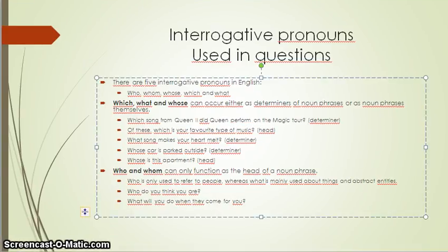What in a sentence where it is a determiner? What song makes your heart melt? Or whose car is parked outside? Also determiner. And a sentence where whose is the head of the clause? Whose is this apartment? Who and whom can only function as the head of a noun phrase. For example, who is only used to refer to people, whereas what is mainly used about things and abstract entities. Who do you think you are, and what will you do when they come for you, are 2 examples.